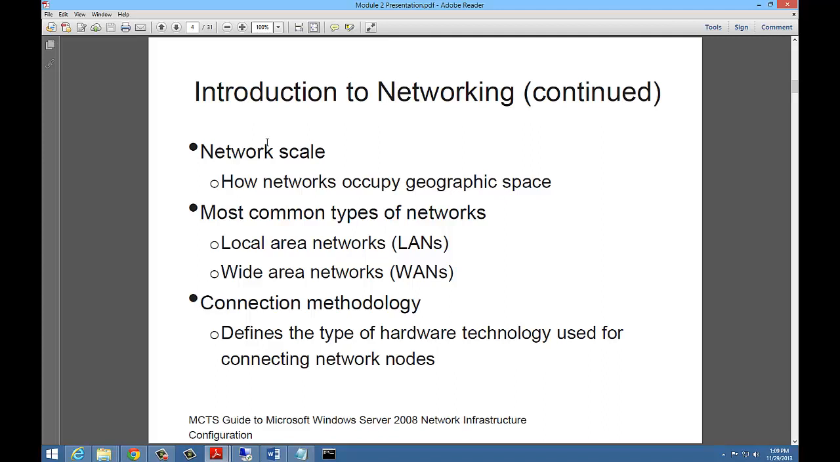Connection methodology defines the type of hardware technology used for connecting network nodes. So we're going to be talking about the methodology of TCP/IP.